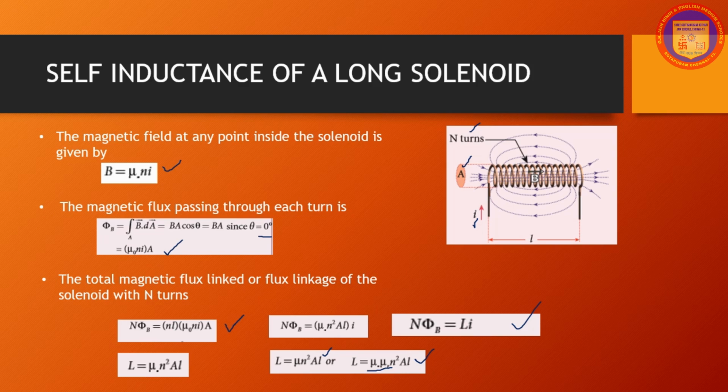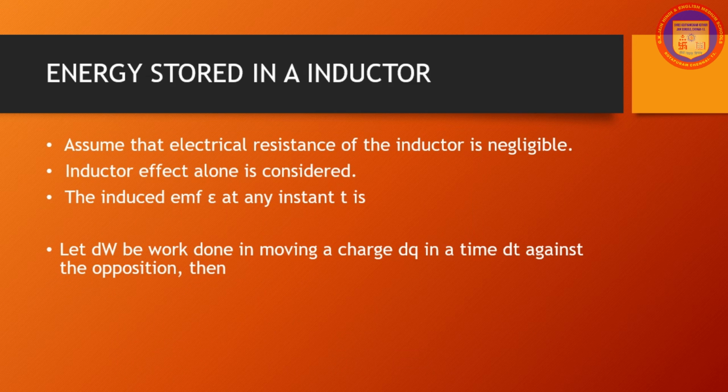Next is energy stored in an inductor. Whenever a current is given to the circuit, the inductance opposes the growth of the current. So, when a current in the circuit is being given, work is done against this opposition by some external agencies. This work done is stored as magnetic potential energy. Assume that the electrical resistance of the inductor is negligible and the inductor effect alone is considered.